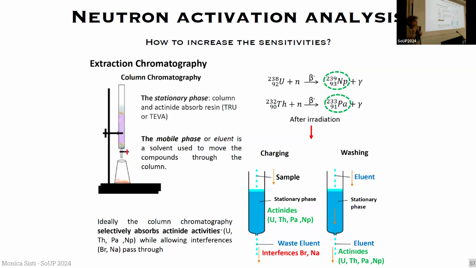The nice thing with neutron activation is that if you do this after the irradiation, when you have artificial nuclides, you have no risk of contaminating the sample using these resins. While for example, for ICP-MS, where you are forced to use this technique before inserting the sample in the detector, this is a big problem.